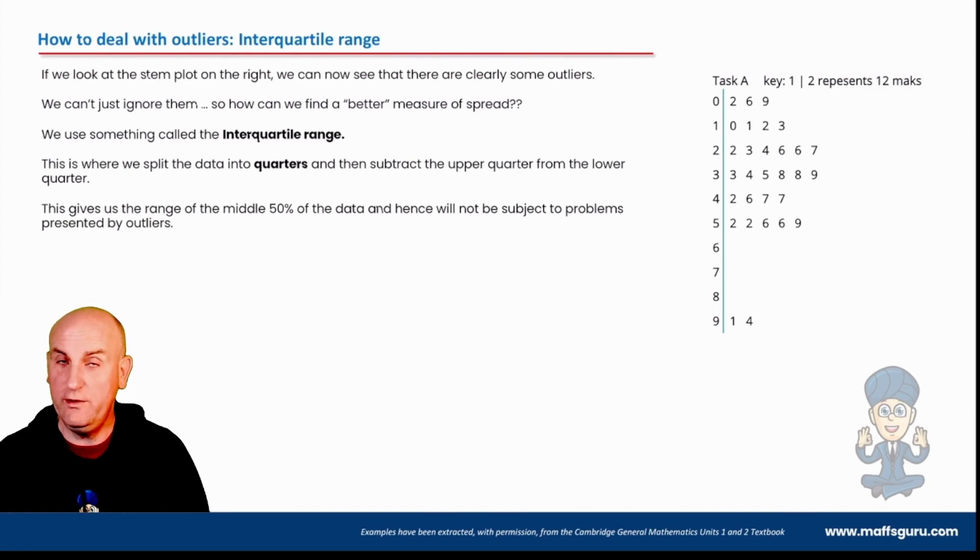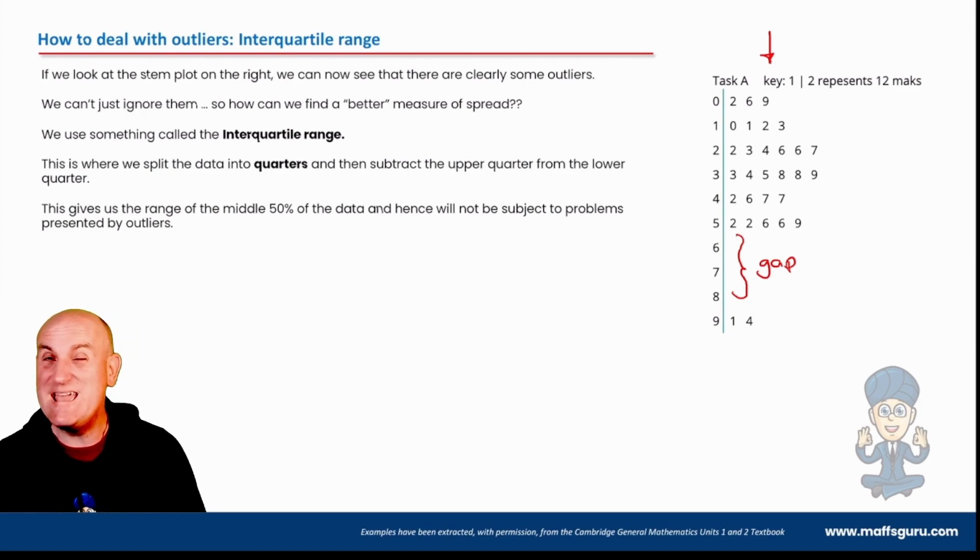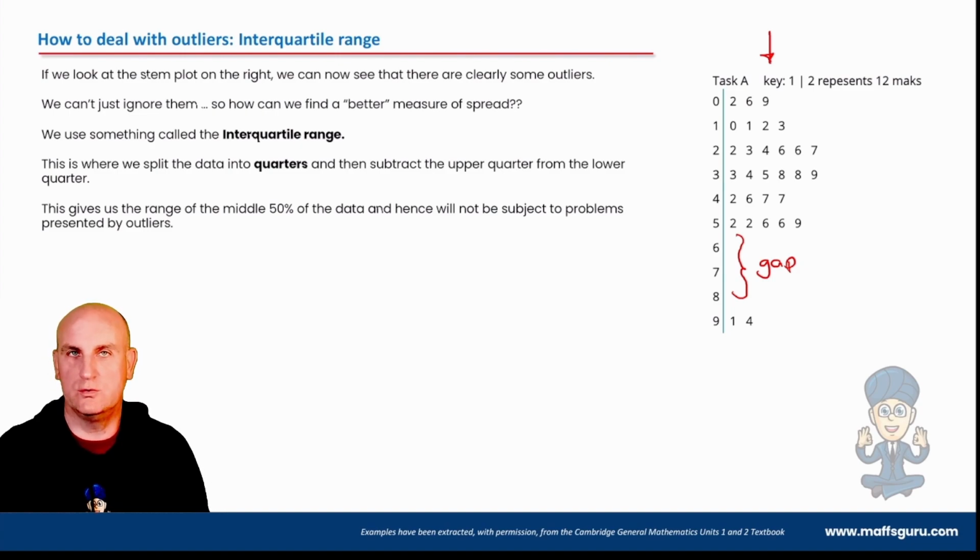But one of the reasons we like drawing stem plots of these data is, what do we notice now? Well, if I actually take task A and put it in a stem plot, whoa, we notice there is this gap. And we notice that maybe 91 and 94 could be outliers. Now later on, there's a way of actually defining what outliers are, and you need to use something called the interquartile range. Now if you haven't met it before, don't worry about it. I'm going to explain what it is now.